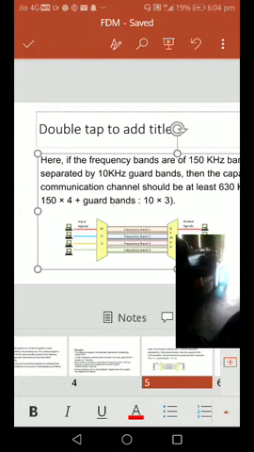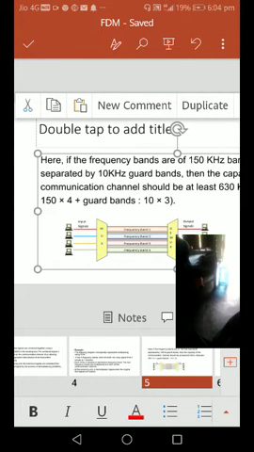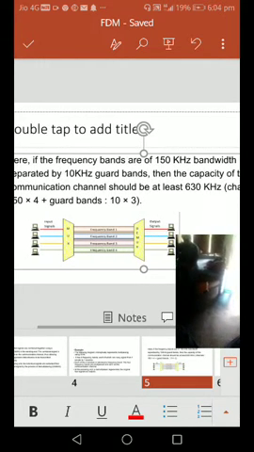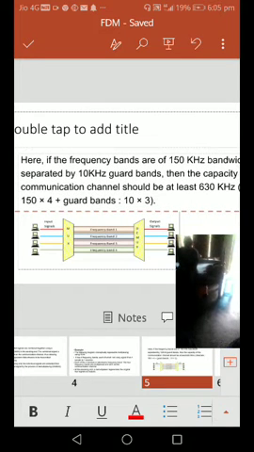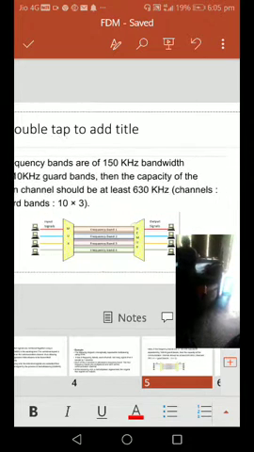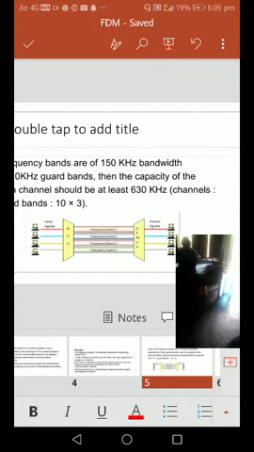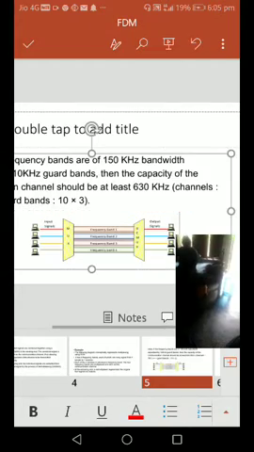That's why the total bandwidth required is 150 into 4 plus the guard bands, 10 into 3. In total we get 600 plus 30, which is equal to 630 kilohertz. The maximum capacity of the channel is 630 kilohertz, and each channel is separated by the frequency bands.